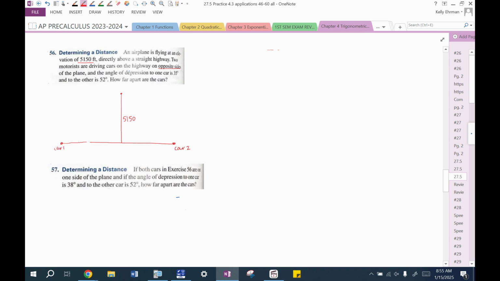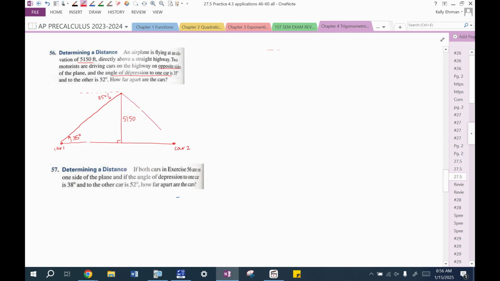So on opposite sides of the plane just means they are on opposite sides of the plane, as far as whether the plane is to their right or to their left. And then we have angles of depression. An angle of depression to one car is 35 degrees. The other is 52. Remember, an angle of depression is not this angle at the top of the triangle. It's if you were looking down, you would be looking down 35 degrees. And what you should really do with that information is just put your angle of depression as an angle of elevation. They're always equal to each other because they are alternate interior angles. So we talked about that in our notes. So same thing for this one.